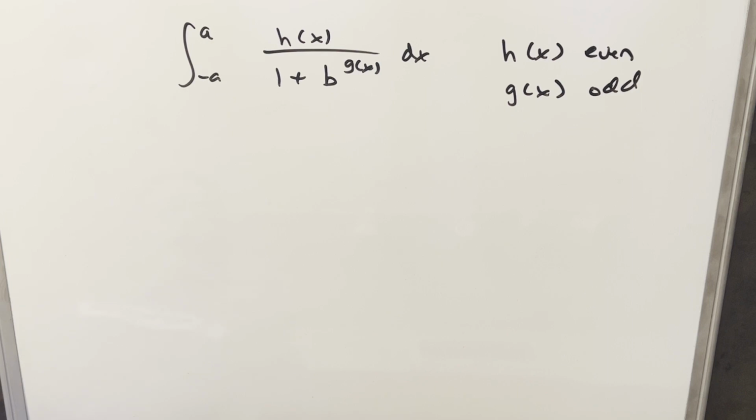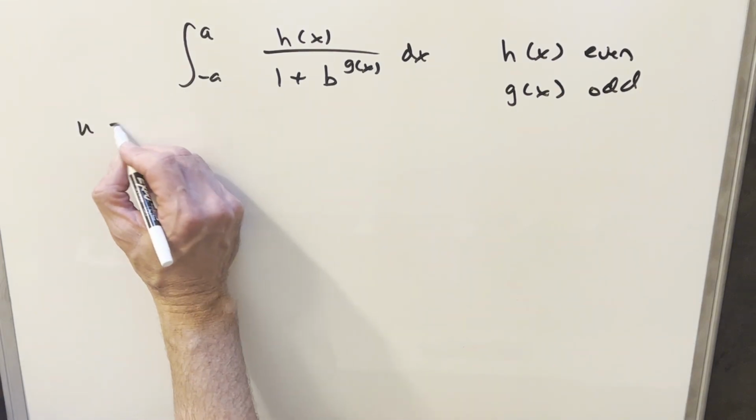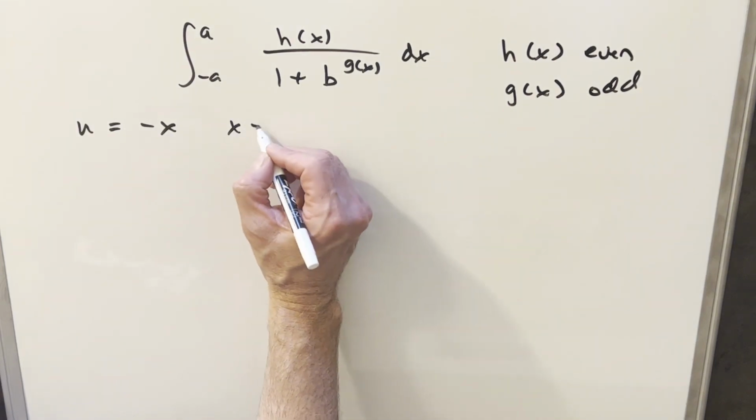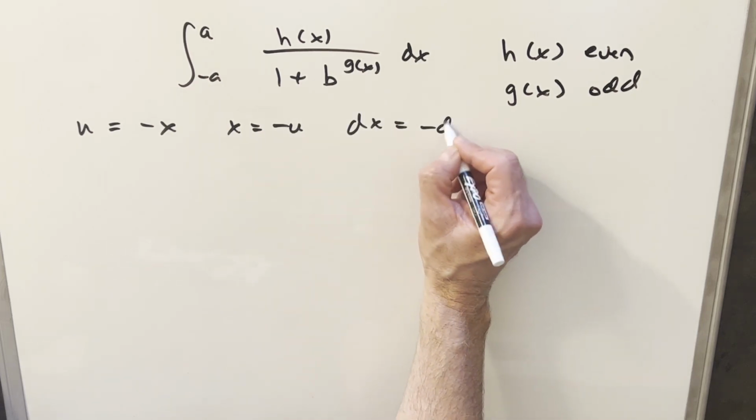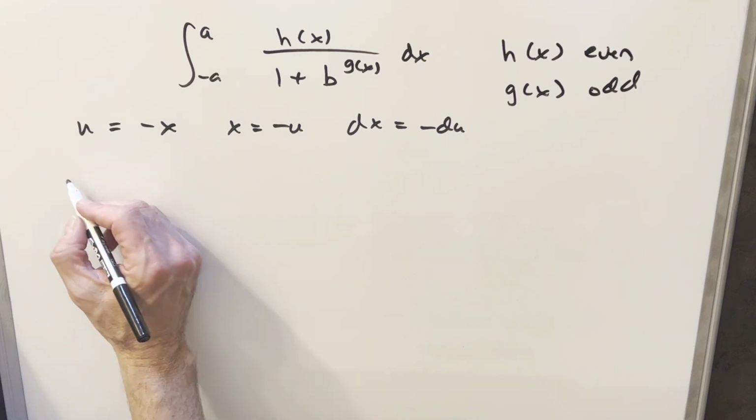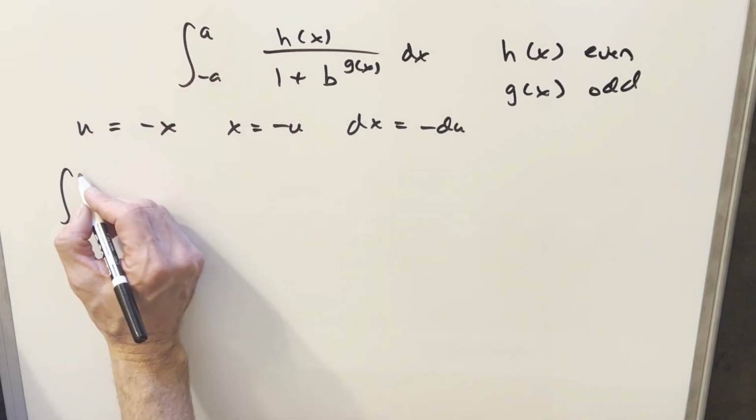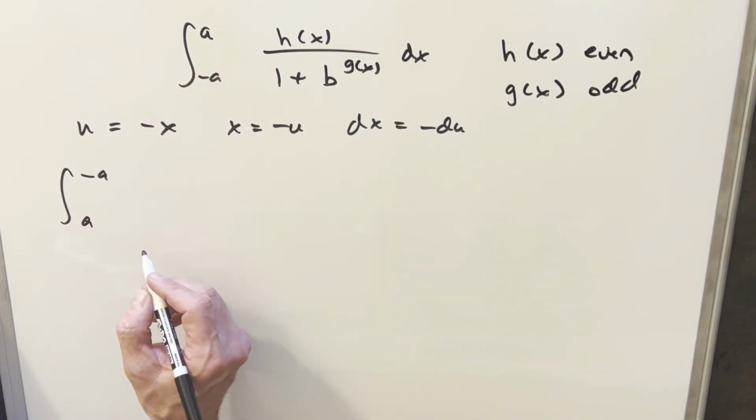So the way I'm going to do this is by substitution. I'm going to make a u substitution for minus x. So of course, x is minus u, and our dx value is minus du. So we'll go ahead with this substitution. It's just going to change the sign on our bound. So now we're going from a to minus a.